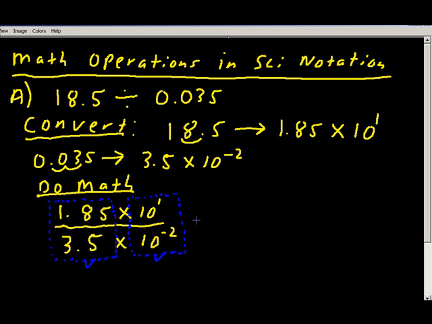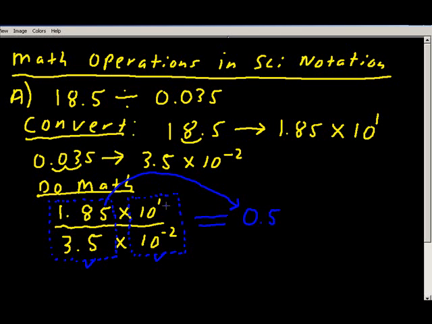What are you trying to say here? What we're saying is you take 1.85 and you divide it by 3.5. And when you do that, you get 0.5. Yes, 0.5. So this 1.85 divided by 3.5 gives you that number. Now what you do is you work with 10 to the first divided by 10 to the minus second.